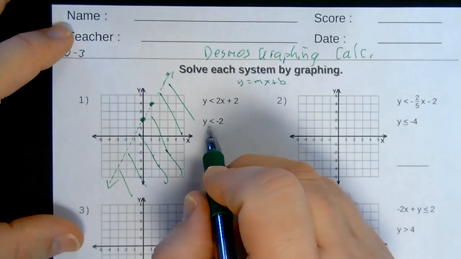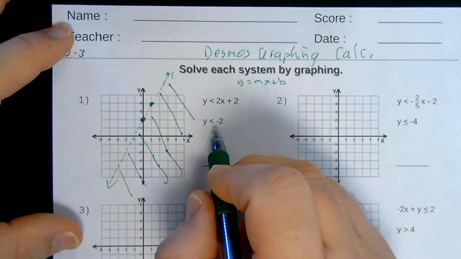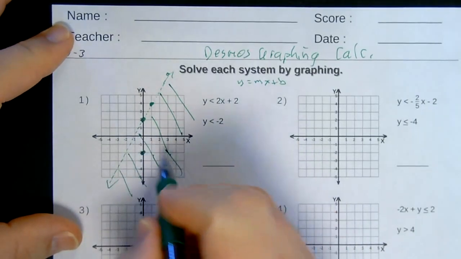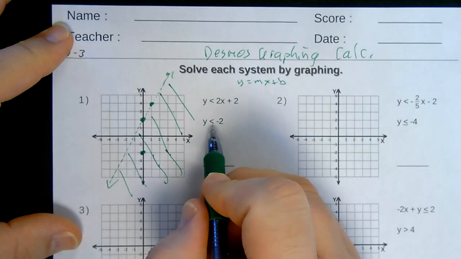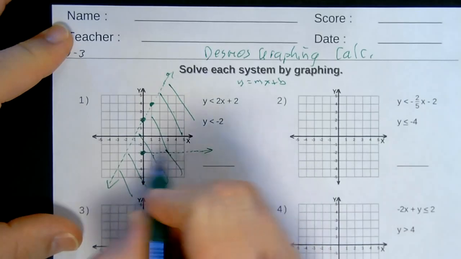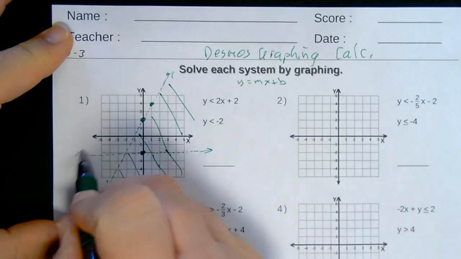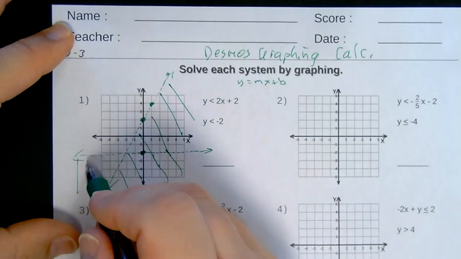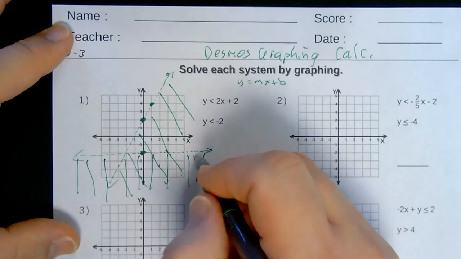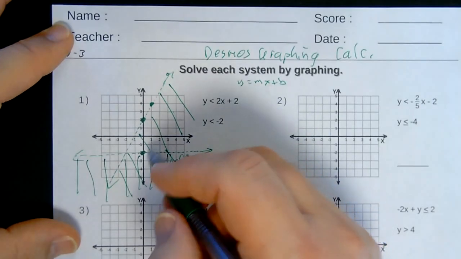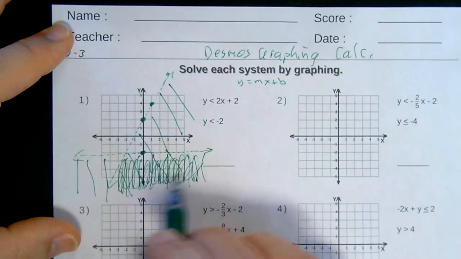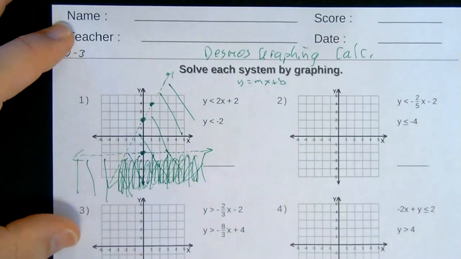The next graph is another line, y less than negative 2. So I go on the y-axis, find negative 2, put a dot at negative 2, and notice again it's going to be another dotted line because there's no equal sign. So here's a dotted line, and make it go this direction as well. And I'm going to shade everything below that line. Where the two lines intersect, which is way down here, this area is my solution set, so everything in that section would be good.